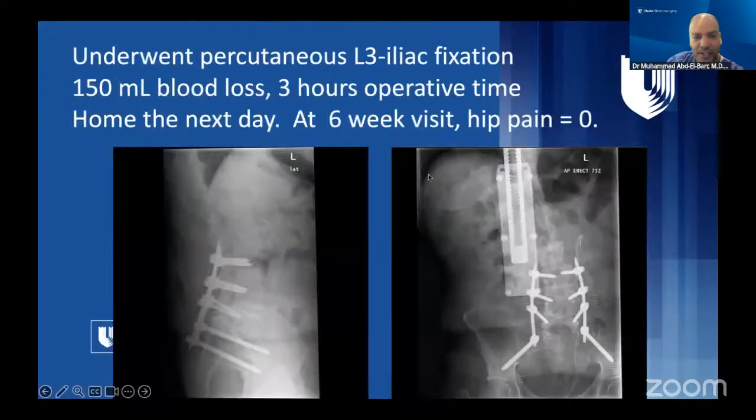You can do here, this was our first case. We had 150 cc blood loss. He was able to go home the next day. His pain was better. He ended up unfortunately dying after 6 months, but we actually gave him good quality of life during his time that he was alive.